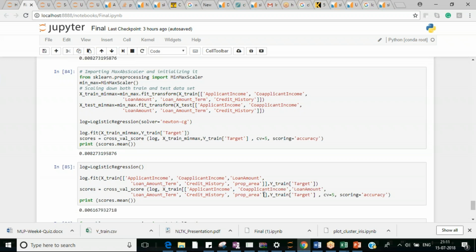Now you were asking me something, Krishna. You see when I add the prop area here, can you see? Without the prop area, my accuracy was 0.808. With the prop area, my accuracy is 0.806. It has kind of decreased.